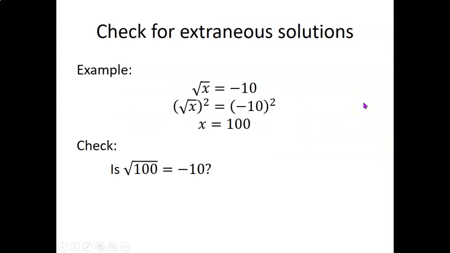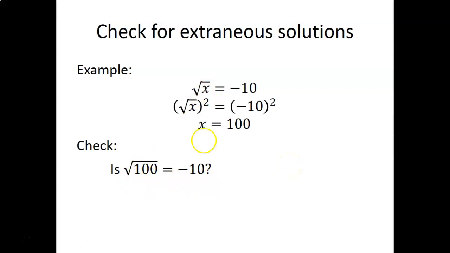The other thing to watch out for: yes, you can square both sides, but if you do that, you have to be a little suspicious of the solutions you end up with because they might not work in the original equation. Here's an example of that. Suppose our original equation was the square root of x equals negative 10. We square both sides. The square root of x squared would just be x. Negative 10 squared would be 100. But does that work? If we go back to this equation and plug 100 in for x, is the square root of 100 equal to negative 10?